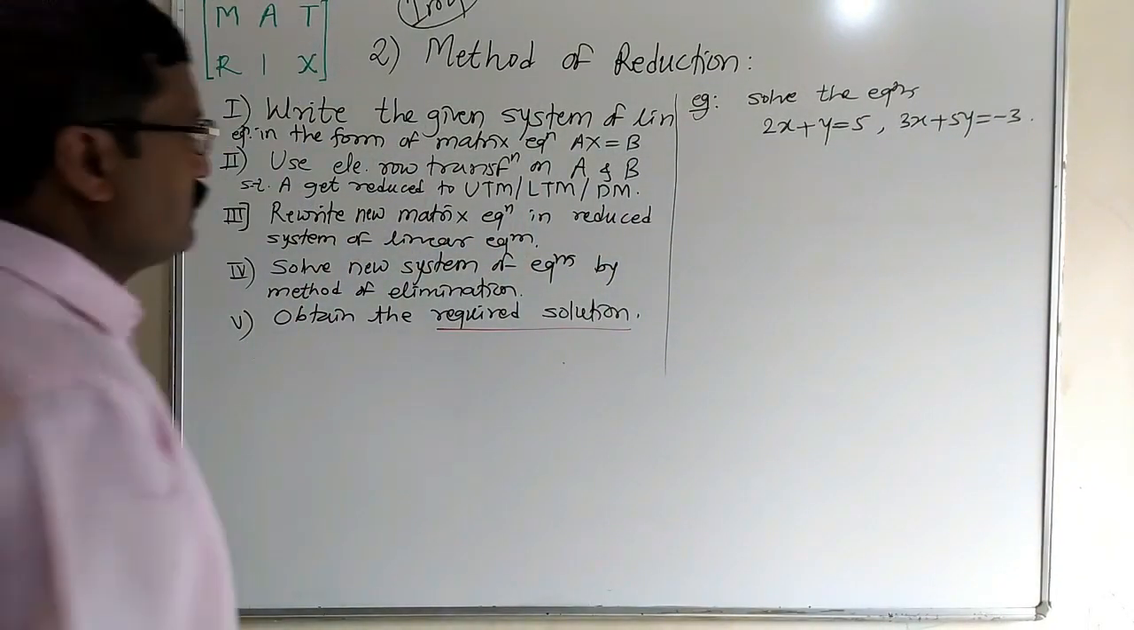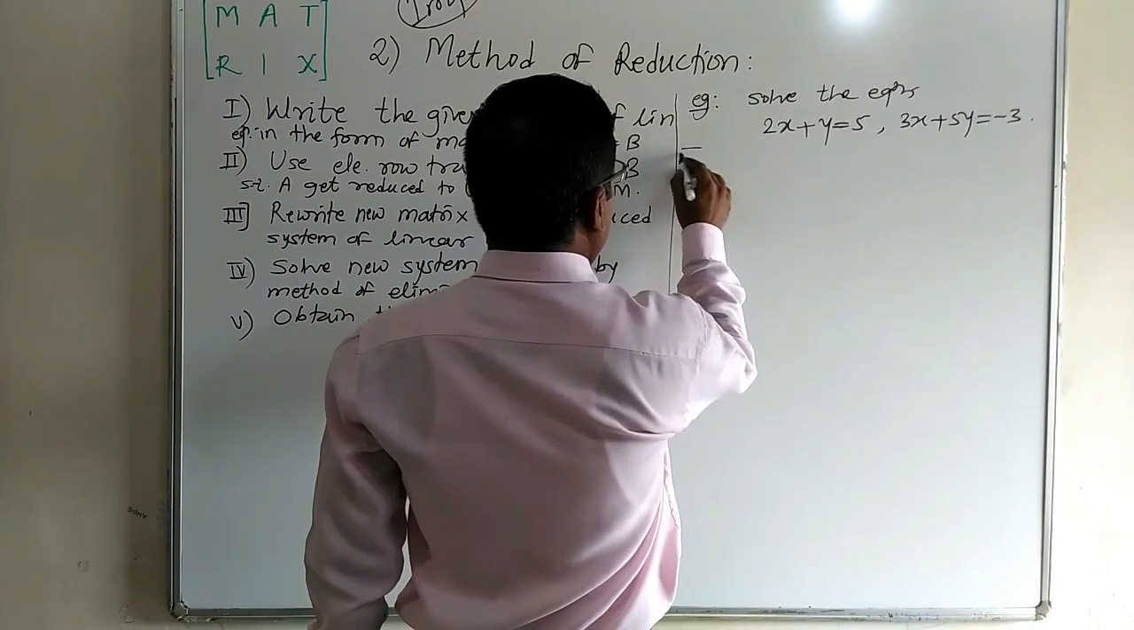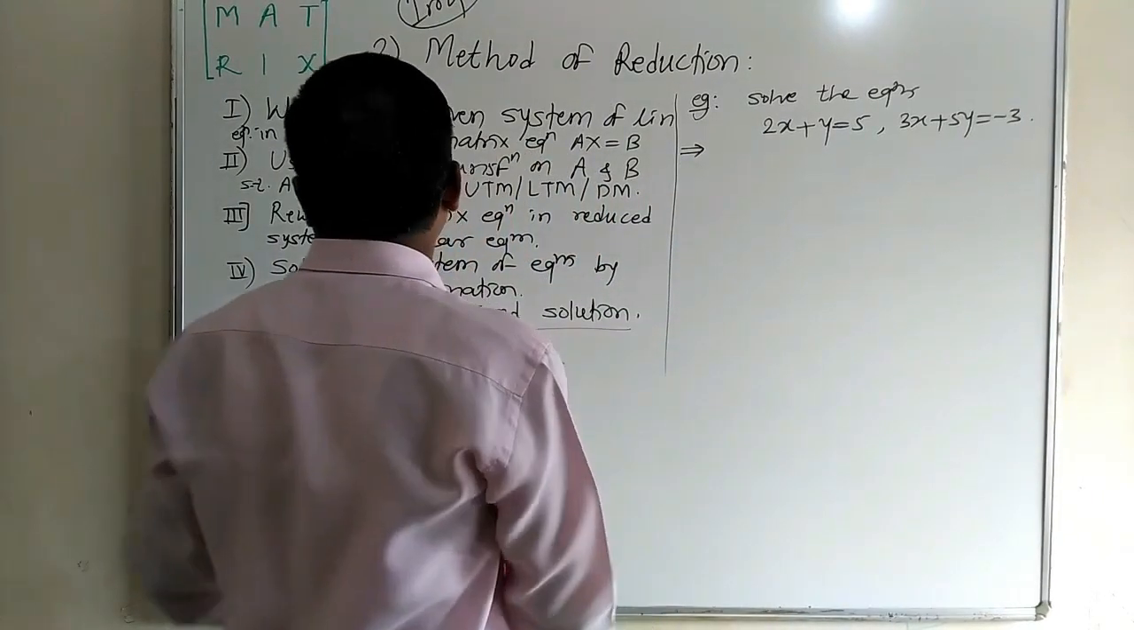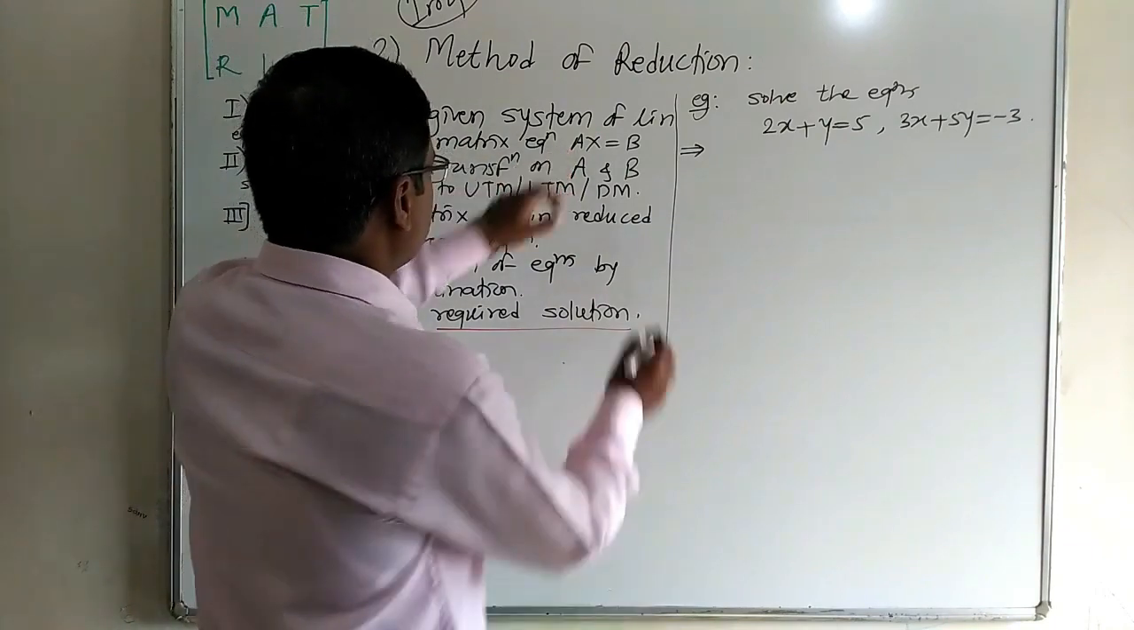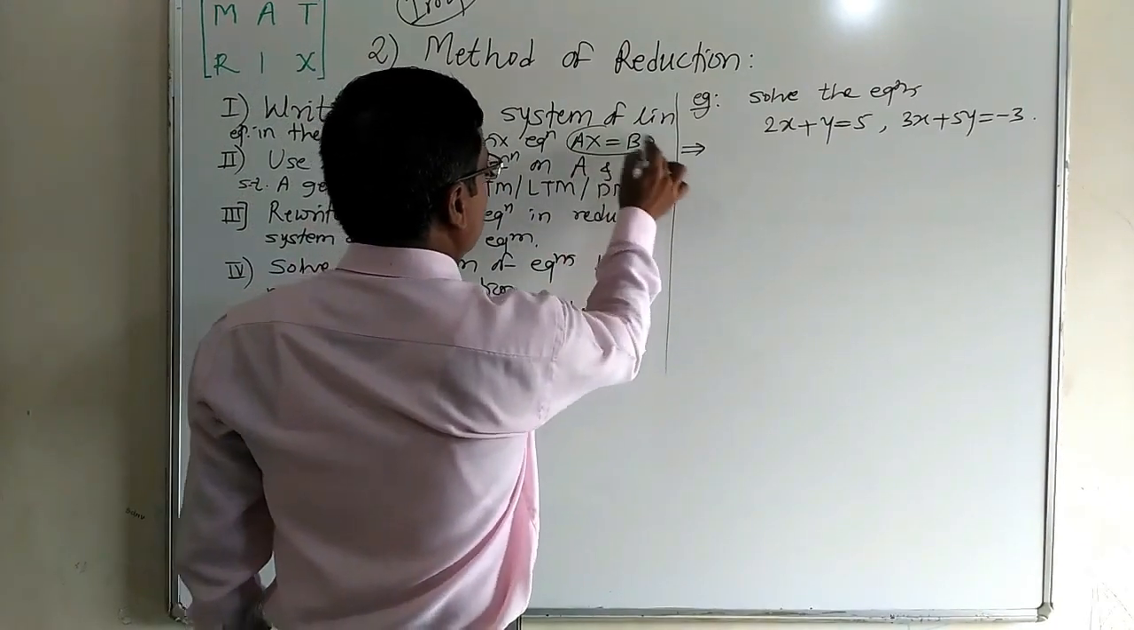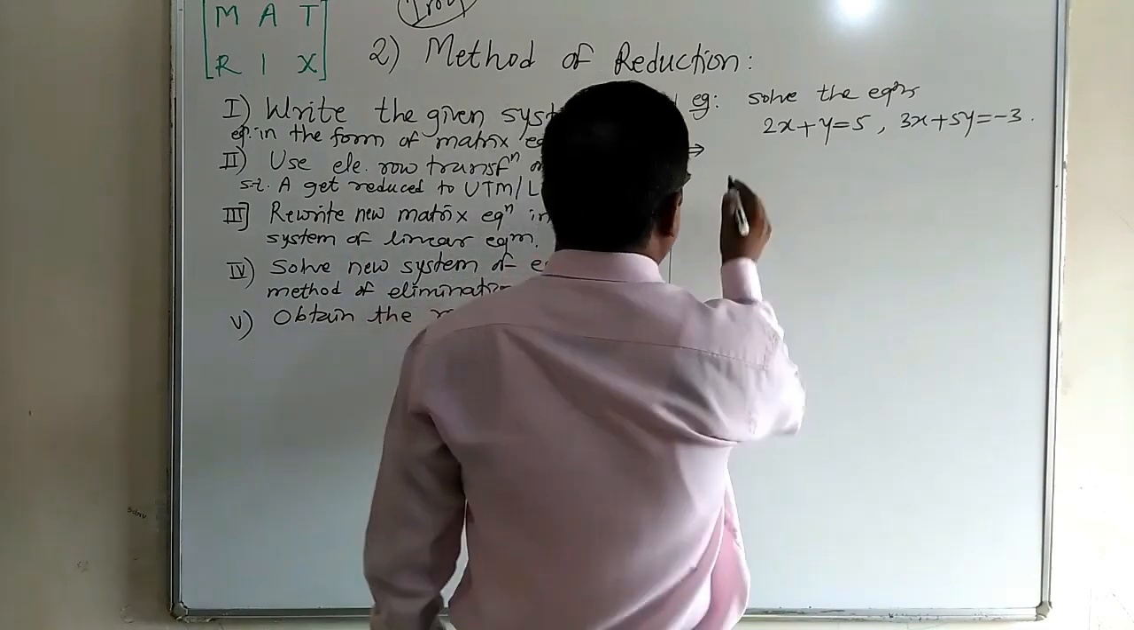By method of reduction, we are solving these equations. For that, what to do first? The first step says to write the given system of equations in the form of matrix equation Ax equal to b. So write this equation in this form.